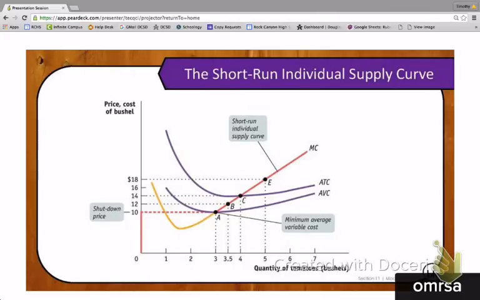And so here is a review of the short-run individual firm's supply curve. Any point above point A, which represents the shutdown price at $10, along the firm's marginal cost curve will also be its short-run supply curve, because at any point above point A, the firm will supply a quantity that is equal to the price and the marginal cost at that particular price. So the marginal cost curve above point A is the firm's short-run individual supply curve.